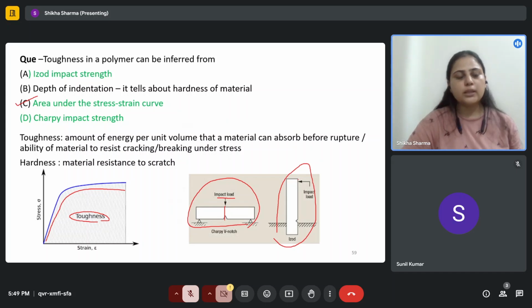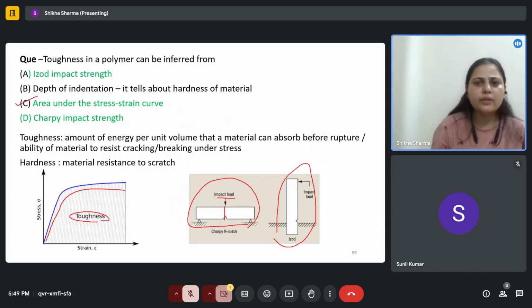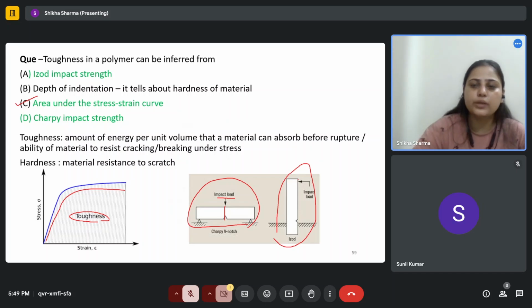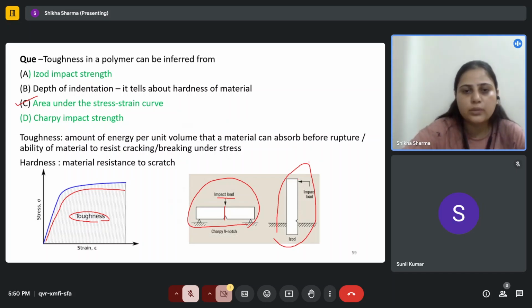So from these methods, we calculate, when we are applying any kind of stress, any kind of impact load, how much the material can bear before it goes into cracking or breaking under the impact load or stress. So option A is also correct and option D is also correct.